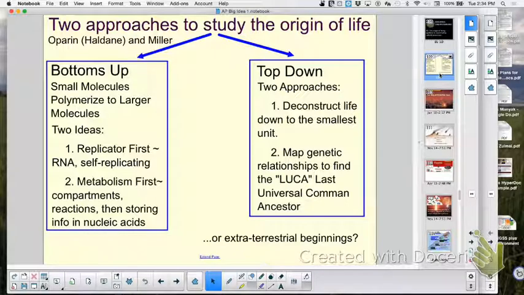Bottoms up. So small molecules, and they polymerize to two ideas. Replicator first. So this started from the bottom, now we're here, right? This is just working it up that way, and you can look at ways that could happen. Remember Oparin proposed a hypothesis, right? Remember we talked about this. The early gases in the environment are probably ones that came out of a volcano, right? And then we talked about those molecules being in the ocean. And we talked about energy coming from lightning, UV radiation.